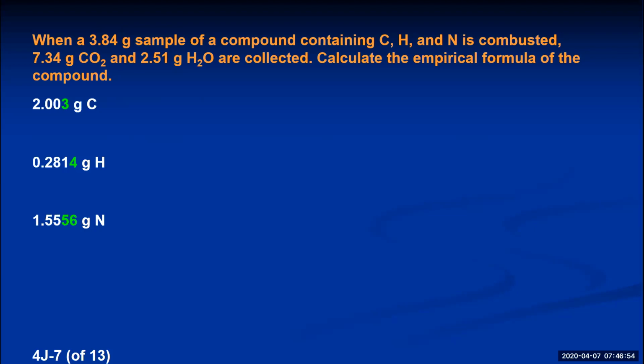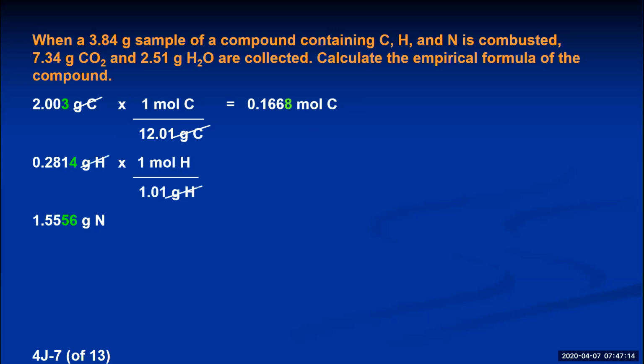So we take the masses of the 3 different elements, and just like before, we're going to convert the masses of each of these into moles and then divide them by the smallest number. So using carbon's molar mass, we can determine that this sample contains 0.1668 moles of carbon. Using hydrogen's molar mass, we can determine that this sample contains 0.2786 moles of hydrogen.